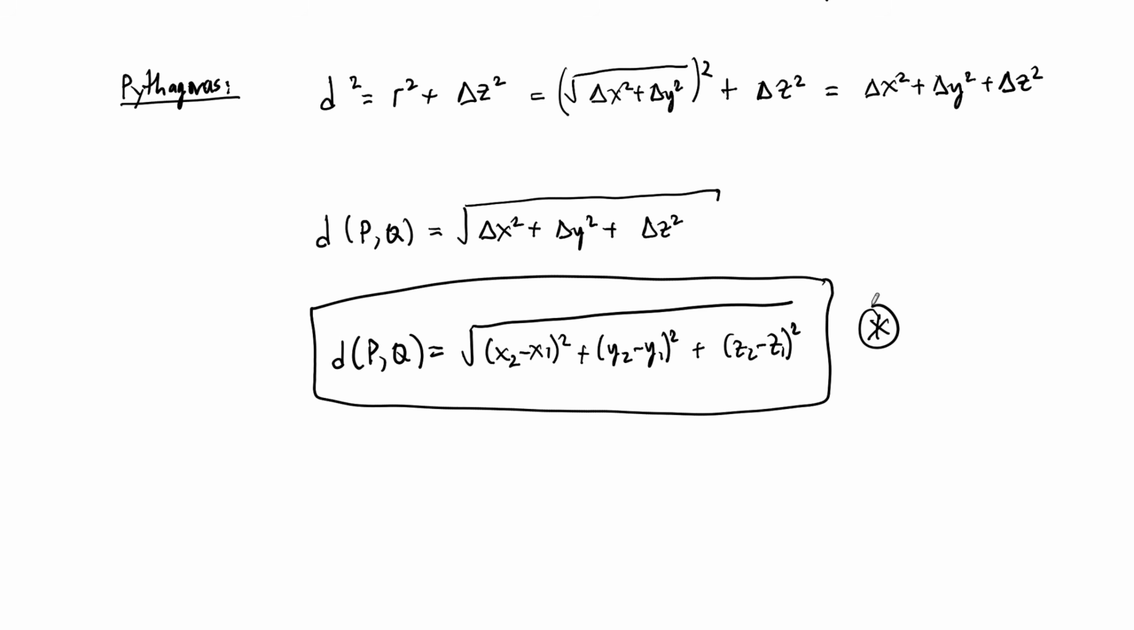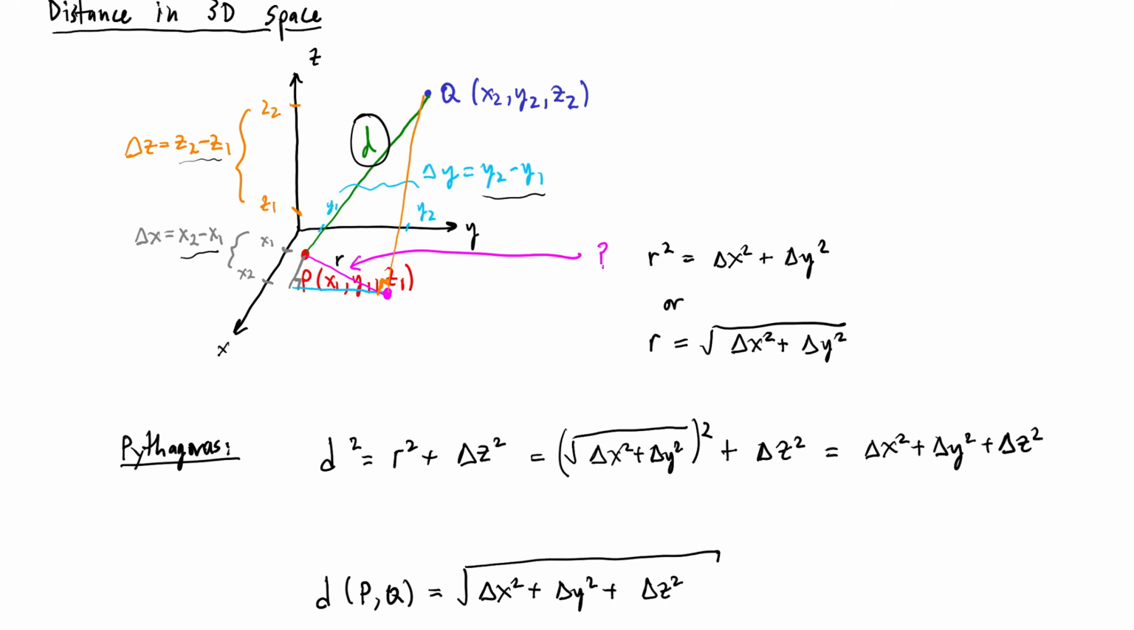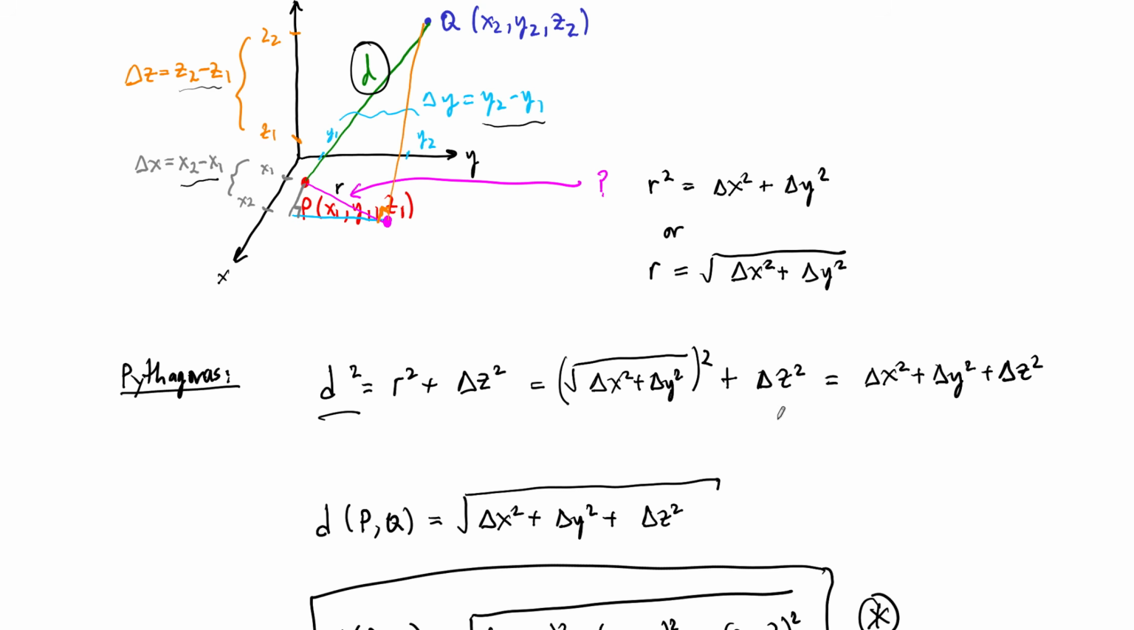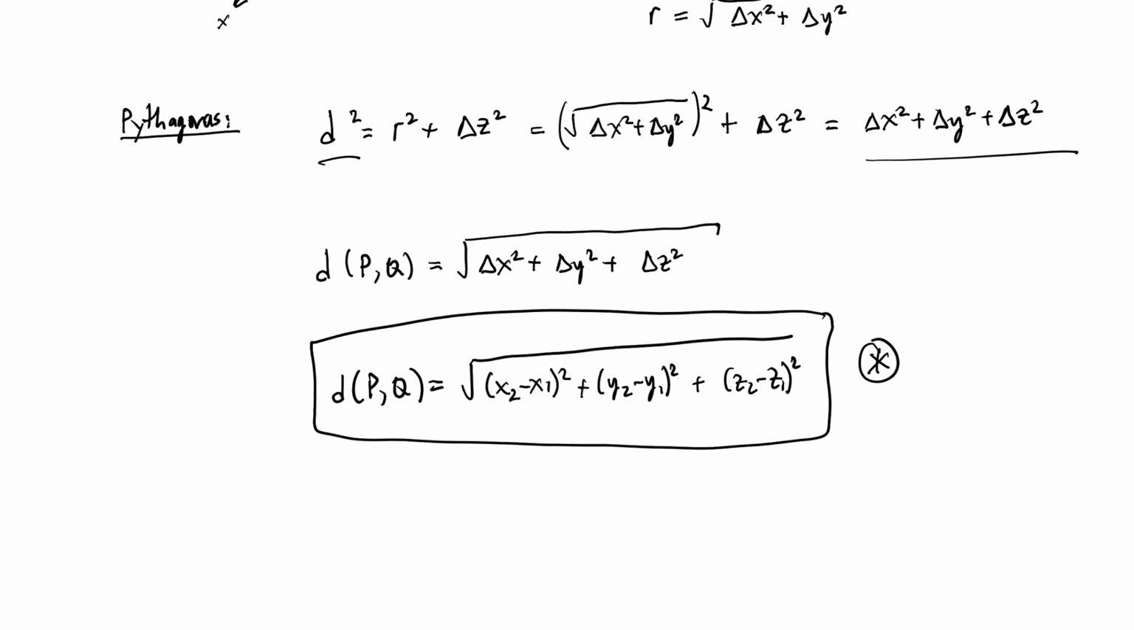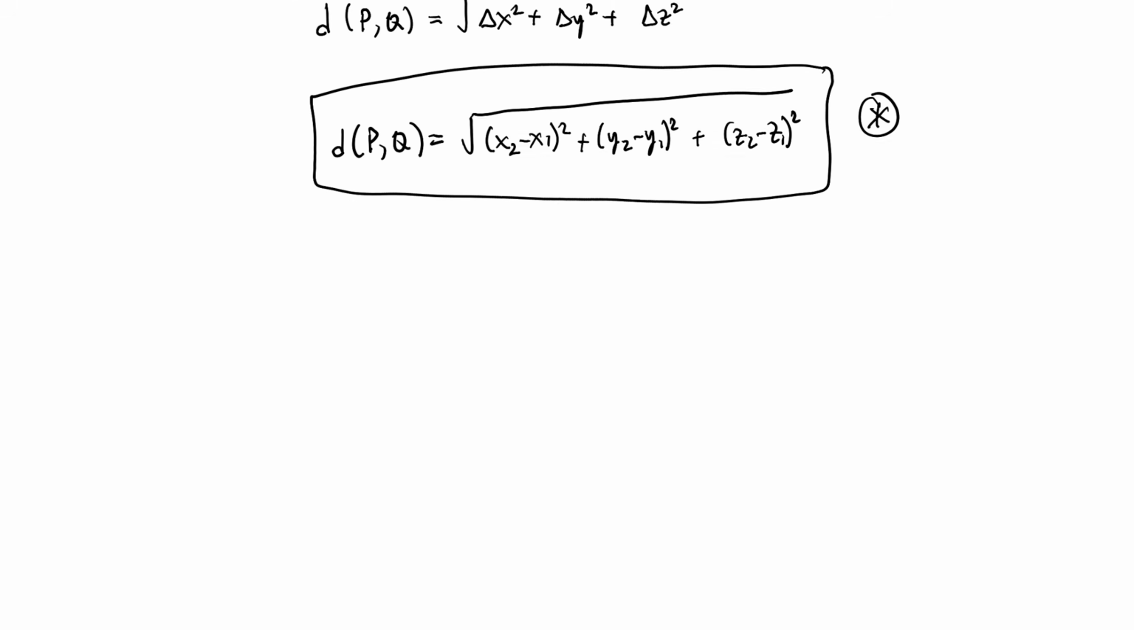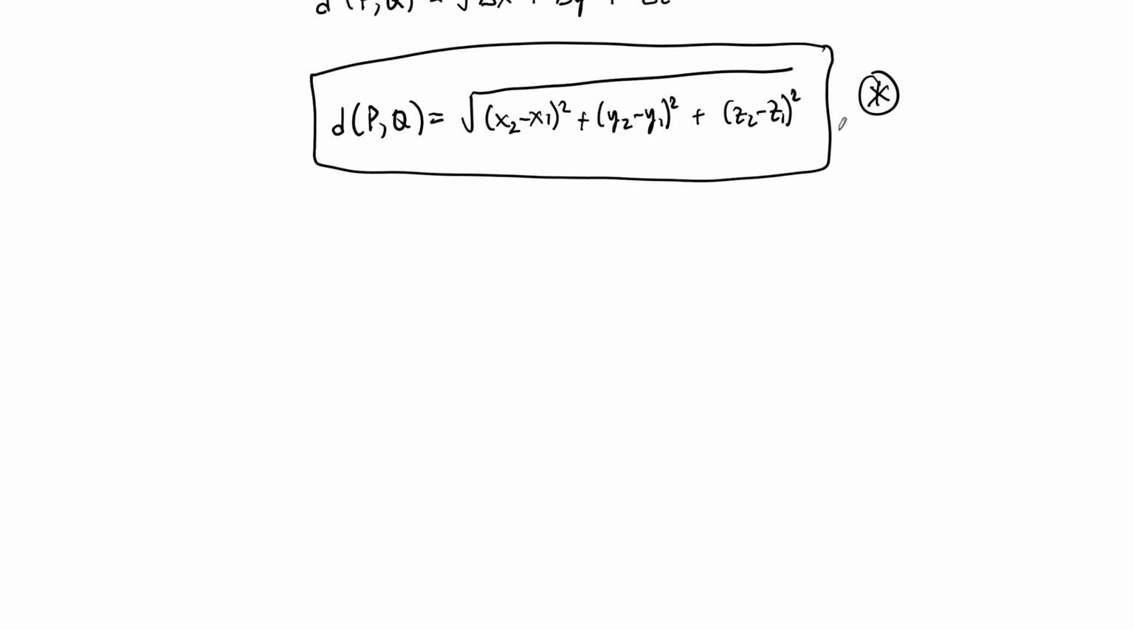In reality, what we got there was a 3-dimensional version of the Pythagorean theorem. So this is like d squared equals delta x squared plus delta y squared plus delta z squared. That is a 3-dimensional version of the usual Pythagorean theorem. Okay, well, let's do one application with this before we move on. So this is our distance between 2 points.